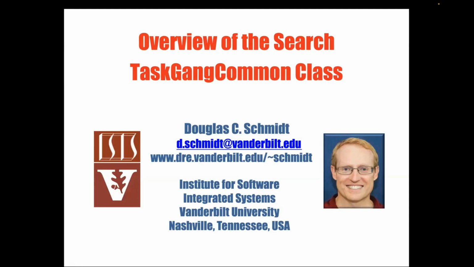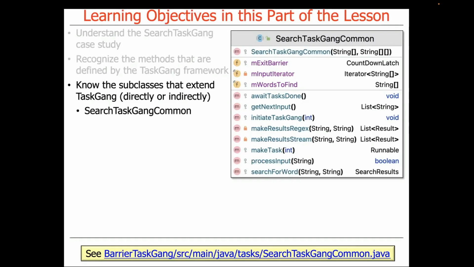So now in the last couple of classes, we've focused on the TaskGang framework. I'm not going to spend any time covering the TaskGang framework here. You can go back and watch the previous videos to see what TaskGang is all about. Instead, we're going to jump ahead and take a look at something called SearchTaskGangCommon, and talk about what capabilities it adds above and beyond what we get from TaskGang, which is the root of all the different tests that we're doing here.